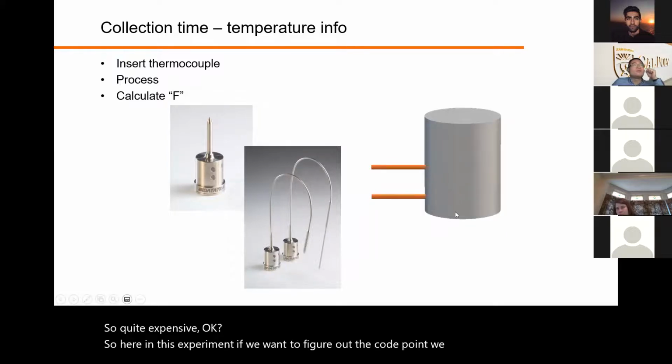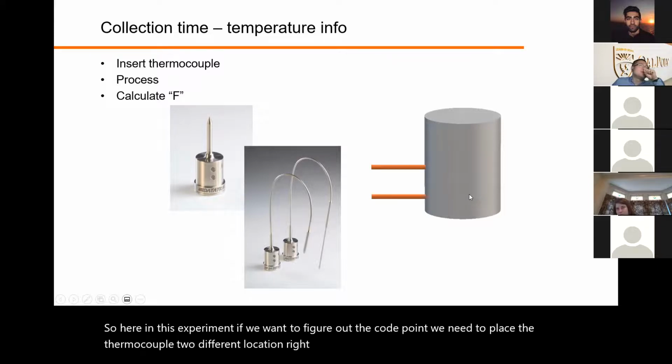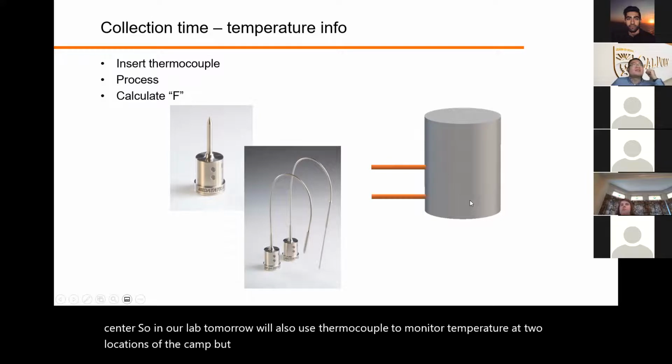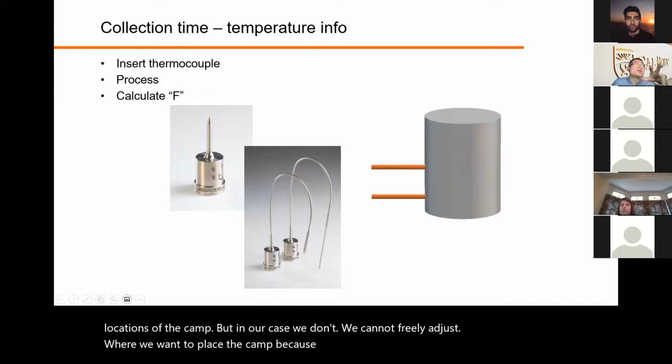So in this experiment, if we want to figure out the cold point, we need to place the thermocouple at different locations, for example close to the bottom or close to the center. In our lab tomorrow, we'll also use a thermocouple to monitor temperature at two locations of the can. But in our case, we cannot freely adjust where we want to place it, because there are two ways that we can adjust height.